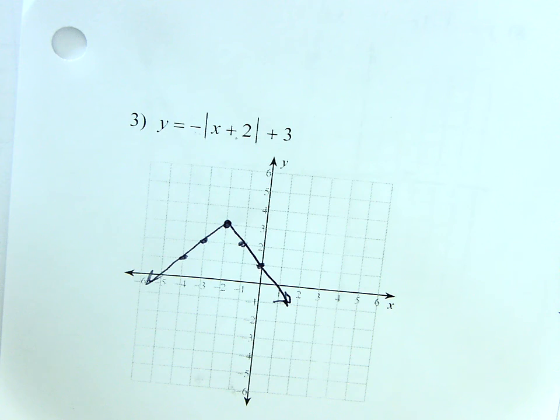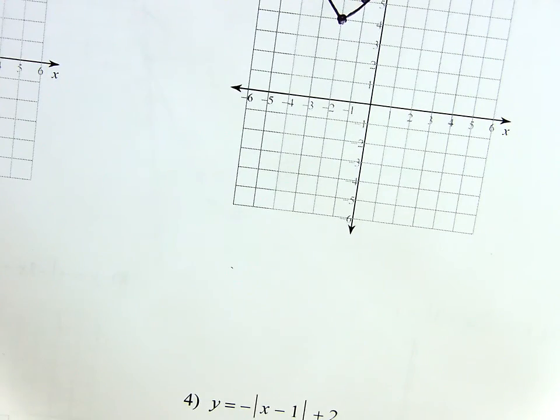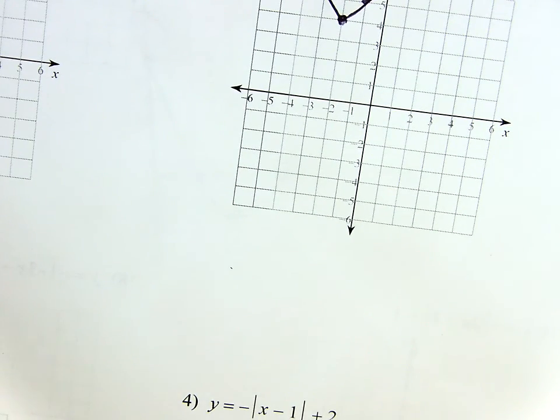Okay. Now, let's see. Do I want to do the tougher ones? I guess I'll hold the tougher ones till tomorrow. Because what happens when A isn't 1 anymore? It's going to make it narrower or wider, but we'll touch on those tomorrow a little bit.